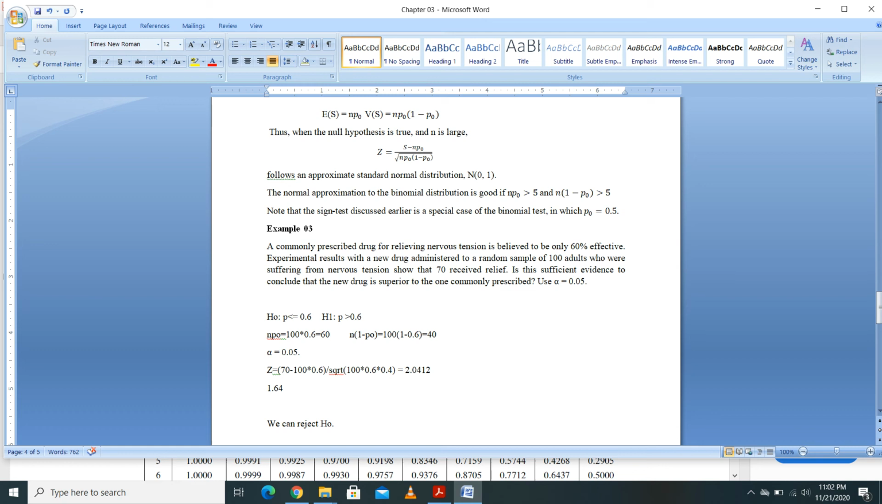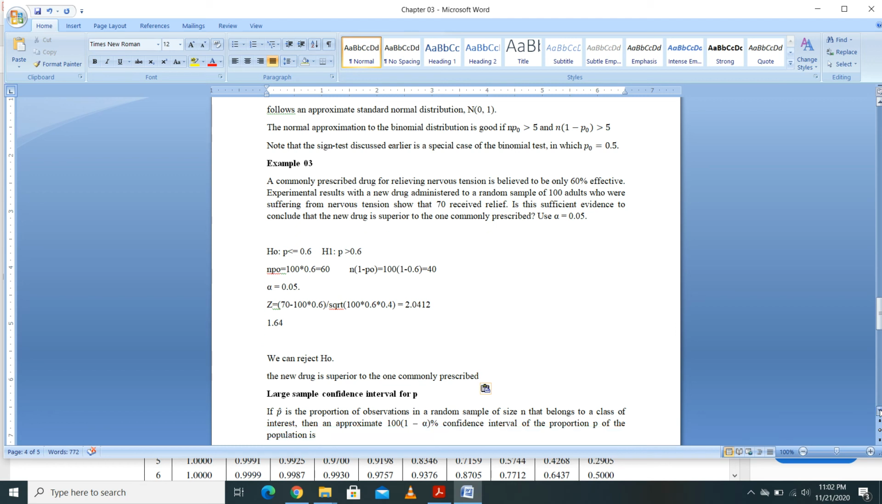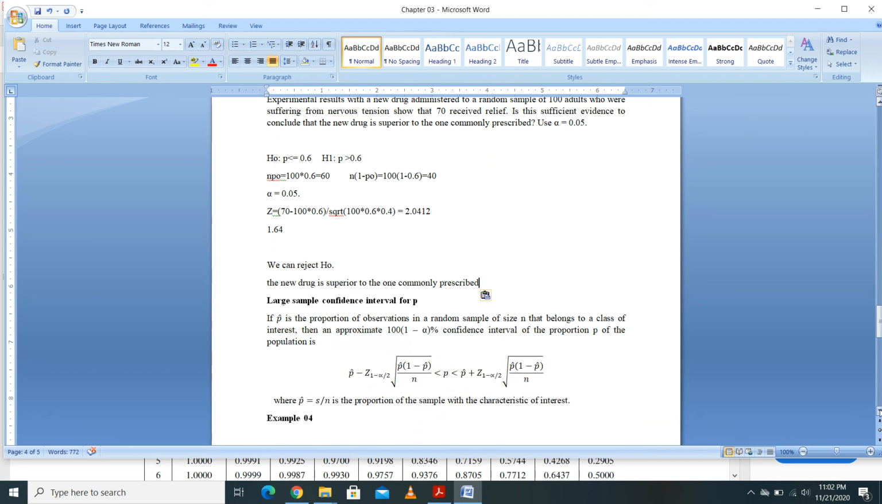If we reject H naught, we can conclude that the proportion is higher than 0.6. So our conclusion is that the new drug is superior to the one commonly prescribed. That you also have to write in the exam: what is your conclusion. Like this, you can apply the large sample approximation using the binomial test.